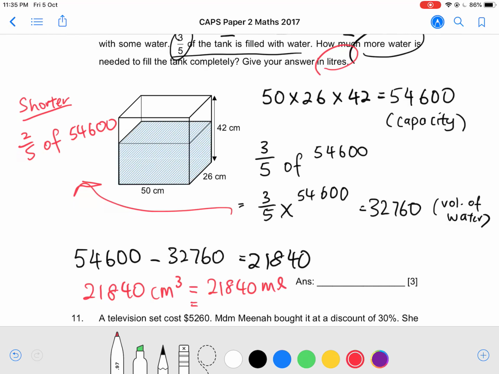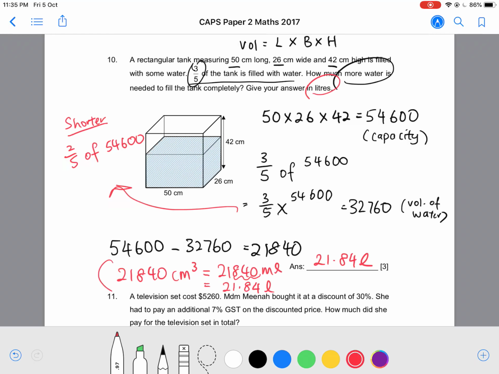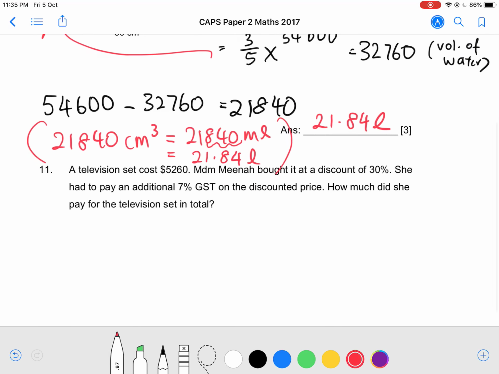So how shall we convert that? From a small unit to a big unit, we divide it by 1,000. So this is conversion, 21.84 liters. Alright, so if you are poor with conversion, please, for goodness sake, go and write it out properly. Alright, 21840 divide by 1,000, something like that.